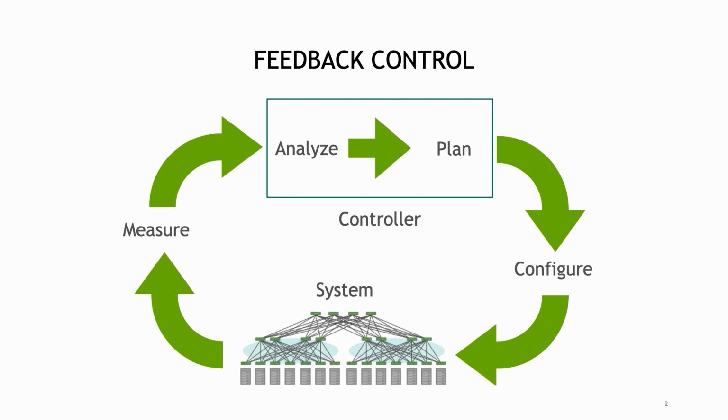My background is control engineering, and this diagram shows how a control engineer views the task of managing a high-performance compute cluster. In this case, the system is the set of compute nodes and the network that connects them. Measurements are needed to understand how the system is performing. The measurements are analyzed, and if a problem is observed, a plan is developed, and then a configuration action implemented. New measurements are used to confirm that the problem's been corrected. This feedback loop operates continually to maintain optimal performance.